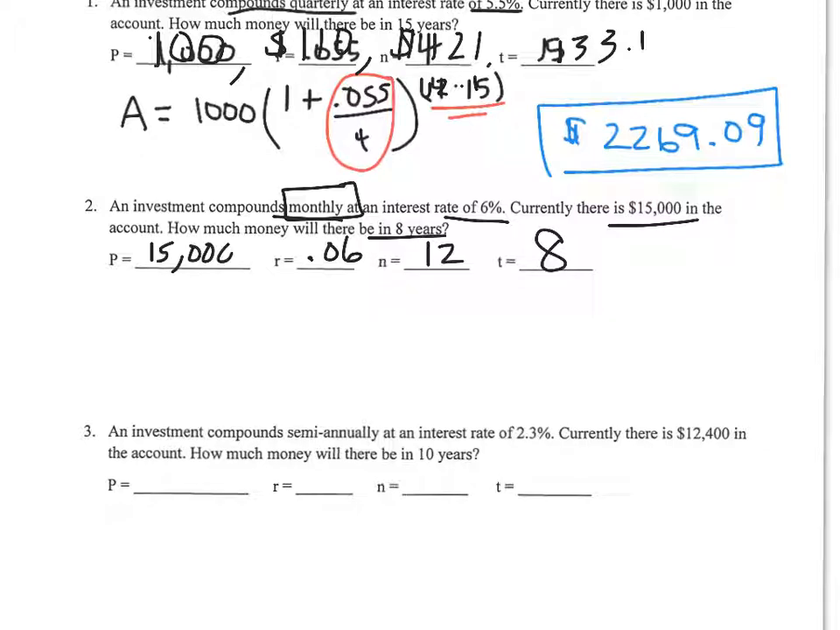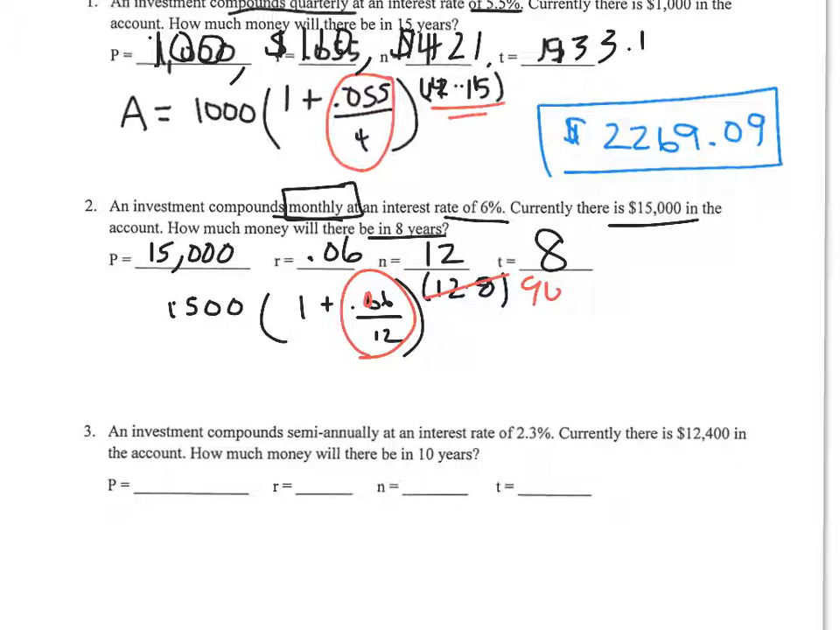Also, you can think about your answers. If you're starting out with 15,000 and the interest rate is 6% over 8 years, it's not going to be $1 million. It's not going to be less than 15,000. So just make sure that your answer makes sense. So it's going to be 15,000 times 1 plus 0.06 divided by 12, taken to the 12 times 8 power. Again, I'm going to do this first, which is 0.06 divided by 12, add 1, take that to the 96th power, because this is 96, and multiply it by 15,000.